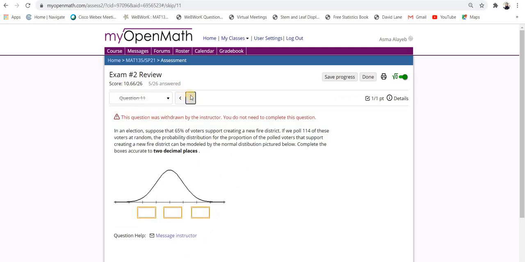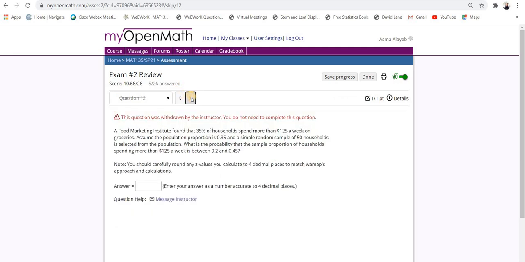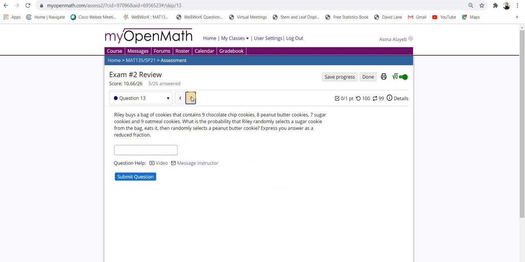Now the next question is withdrawn, and the next question is withdrawn also. I didn't notice at the beginning that this is actually the central limit theorem for proportions, and the previous one was the central limit theorem for means. So these questions are actually ahead of their time. This is the material for week 11. We're not going to discuss it now. It's not going to be part of your test.